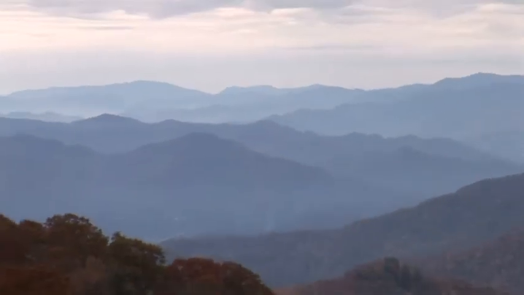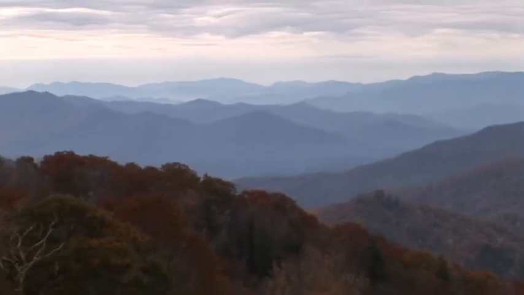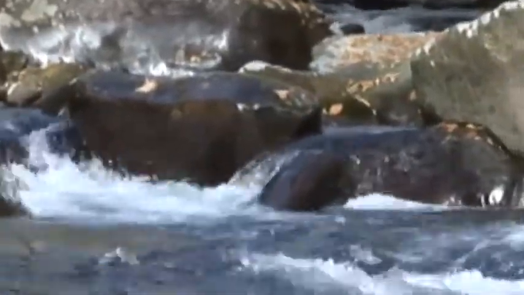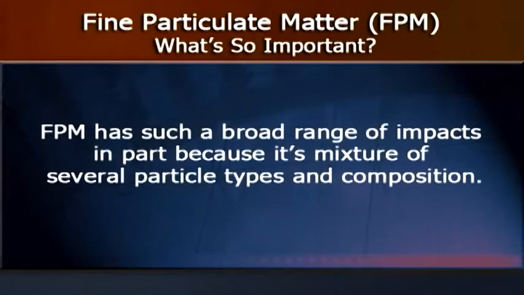Visibility is reduced by fine particles, and fine particles degrade scenic vistas. Water quality is also an issue because fine particles deposit onto surface water and onto the ground. They can leach into the groundwater and alter acidity and nutrients. Material damage is another concern since fine particles corrode and stain buildings and landmarks. Also, fine particles have recently been implicated in climate change because they scatter and absorb light. There is such a broad range of impacts because fine particles are a mixture of several particle types and compositions.